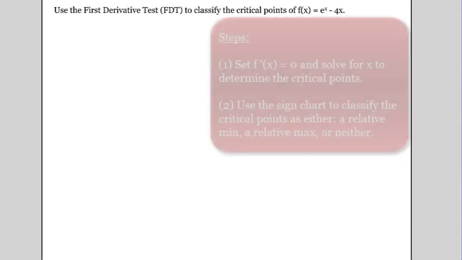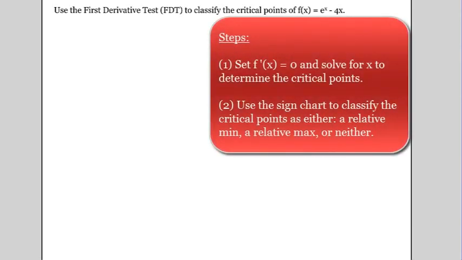In this tutorial, we'll use the first derivative test to classify critical points. Use the first derivative test to classify the critical points of f of x equals e to the x minus 4x. So first, we'll set f prime of x equal to 0 and solve for x to determine the critical points. Then we'll use the sign chart to classify the critical points. This amounts to the first derivative test.